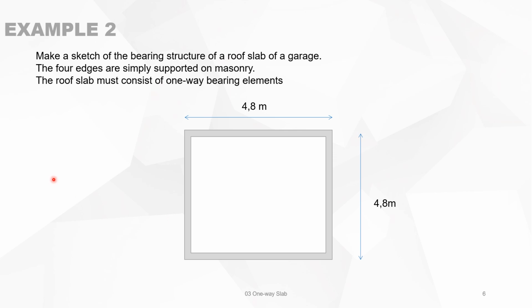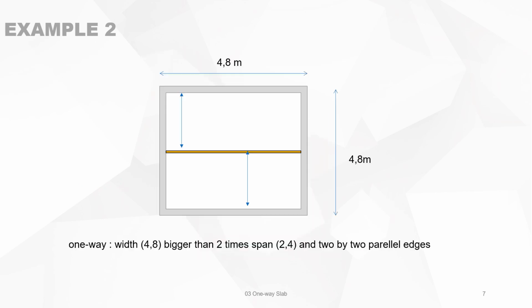In a second example, we have a square slab, and we want to make this slab in one-way bearing elements. The most simple solution is just to take one beam, and then we can use wide floor slabs, or we can use precast slabs, or we can use in situ concrete. But this can be made as a one-way slab. This is because the 2.4 meters is less than half of 4.8 meters.